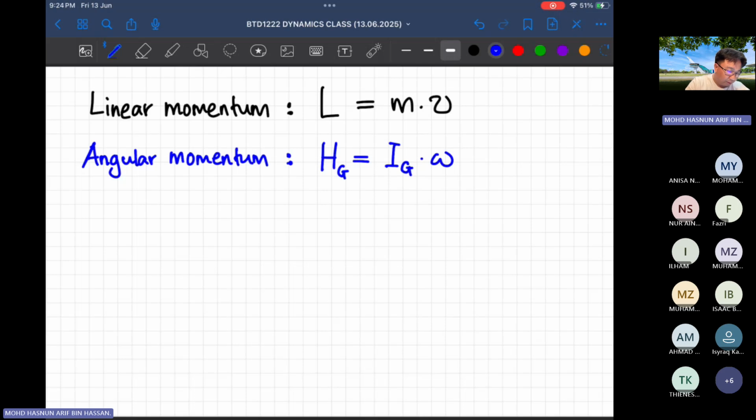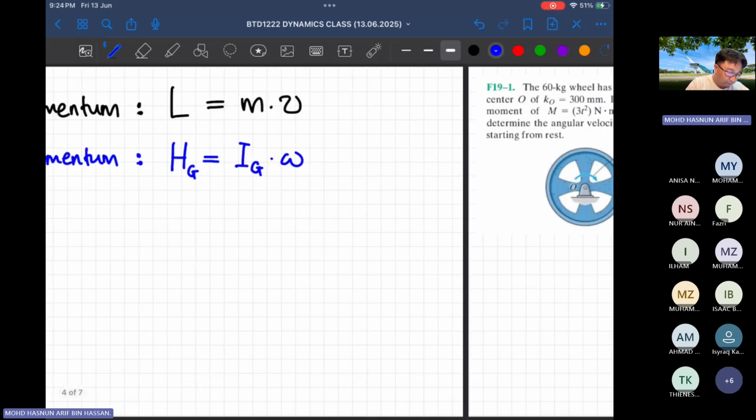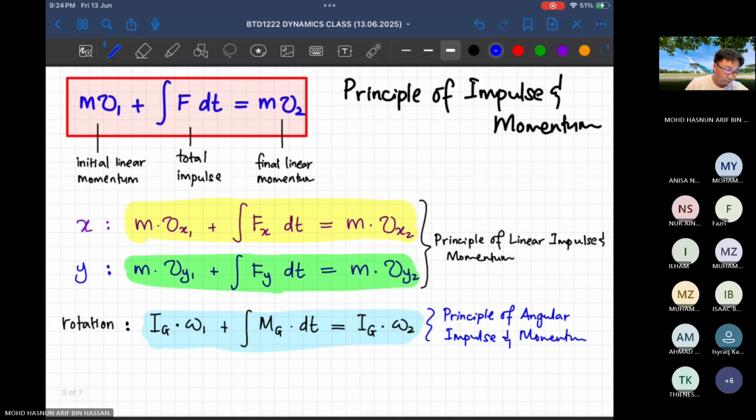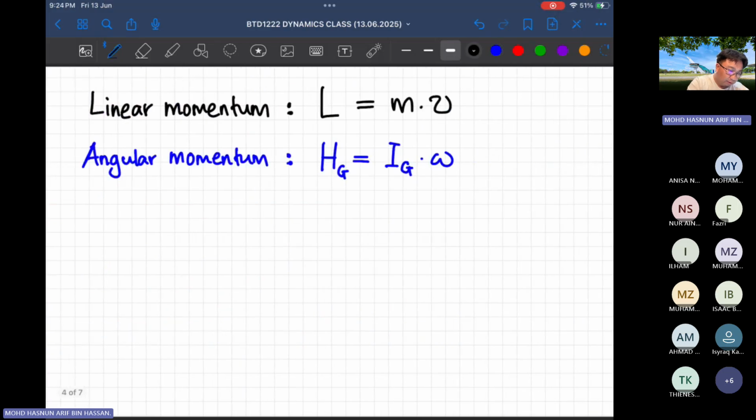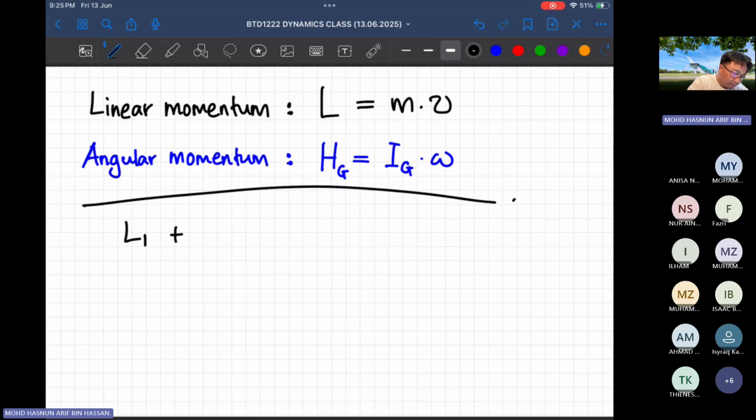So the principle that we have previously, we can write it in terms of, for example, L1 plus the integration of f dt is equal to L2. So L1 is referring to mv1, and L2 is referring to mv2, right?